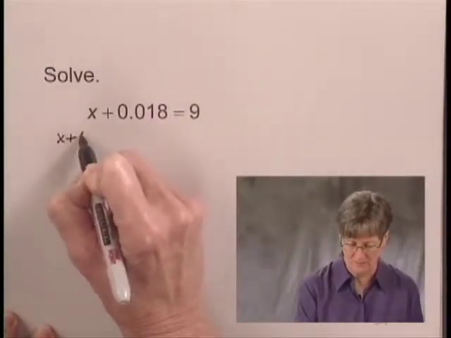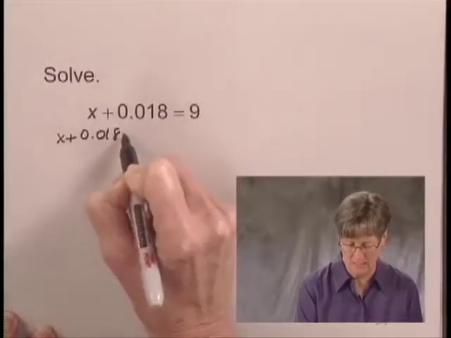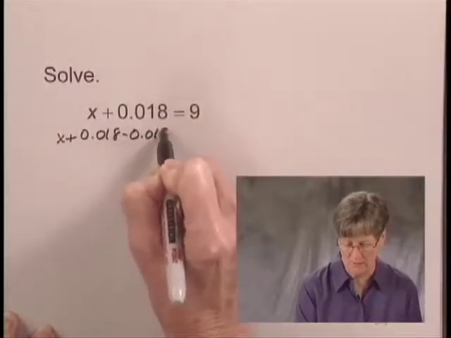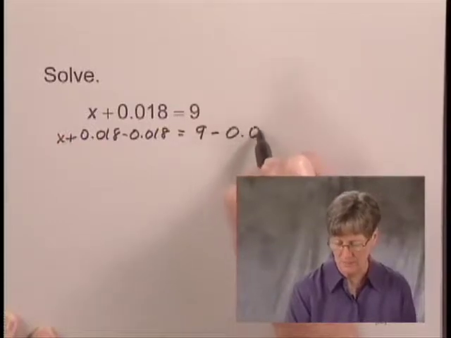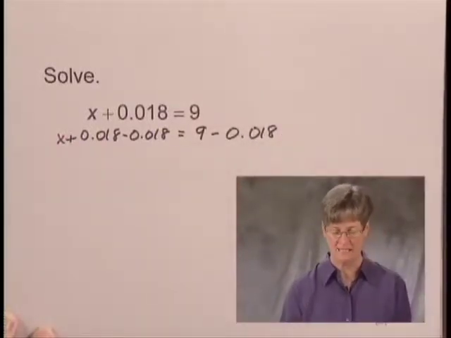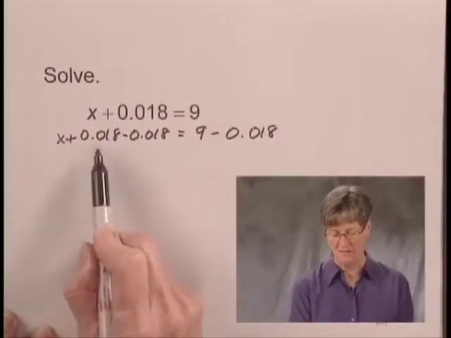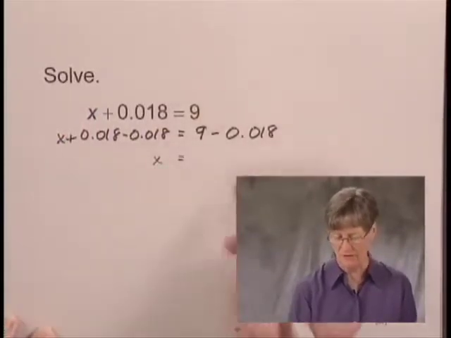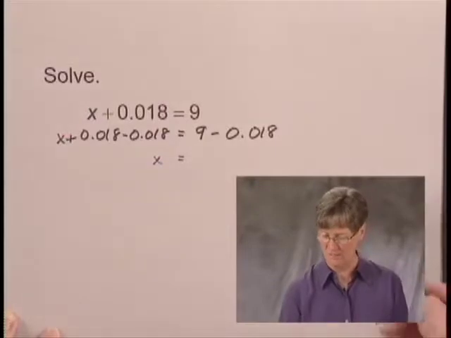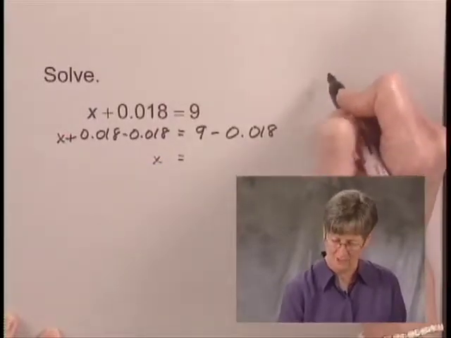x plus 0.018 minus 0.018 is equal to 9 minus 0.018. On the left-hand side, I have x plus 0, or just x, and I need to carry out this subtraction to find what x is equal to. So let's do that over here.